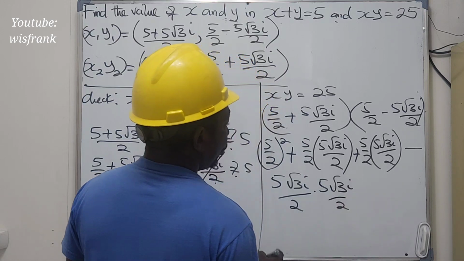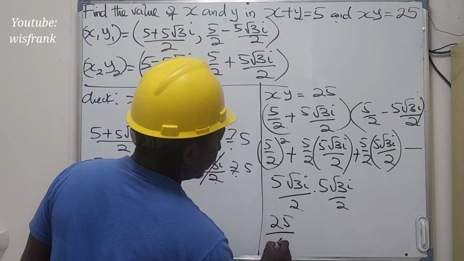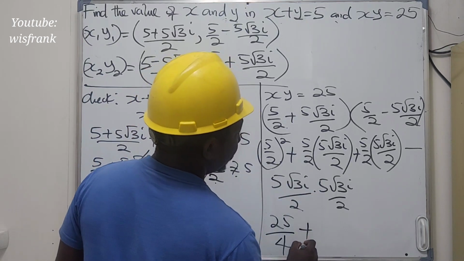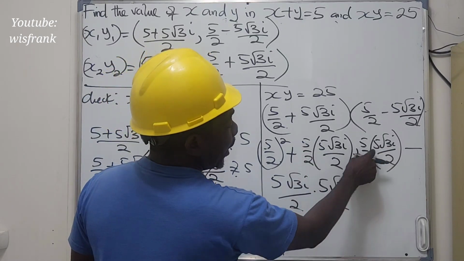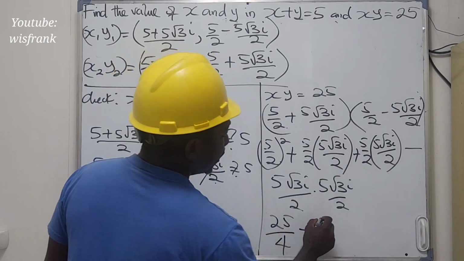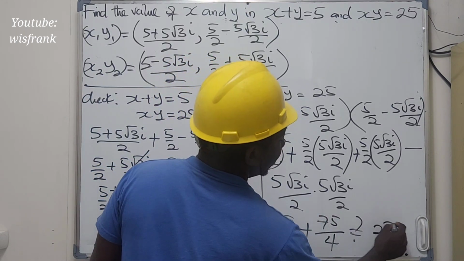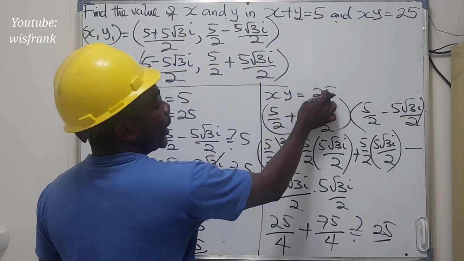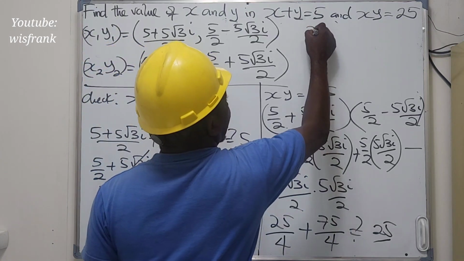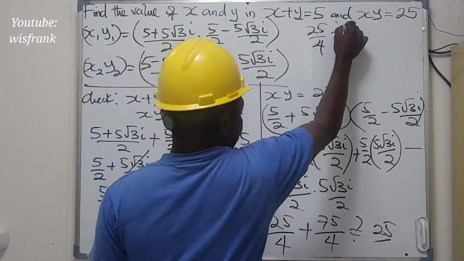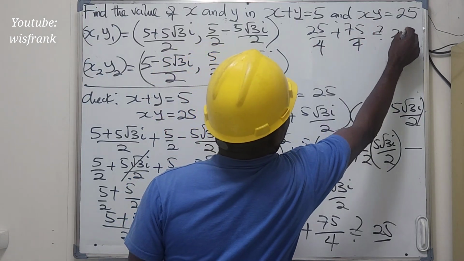In this case, we can expand this. This is 25 over 4. Then we have this plus. If we expand the whole of here, it will give us 75 over 4. Will this equal 25? Because if we multiply this and this, it will give us 25. You can see that when we add this and this, let's find out. So we have 25 over 4 plus 75 over 4. Taking the LCM of these two, will this equal 25?